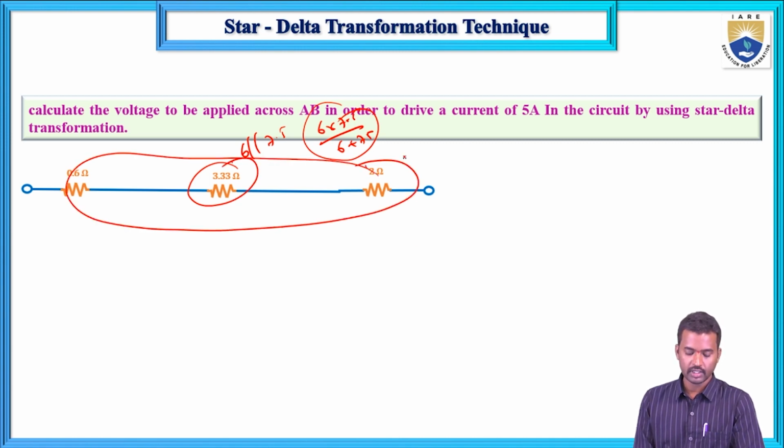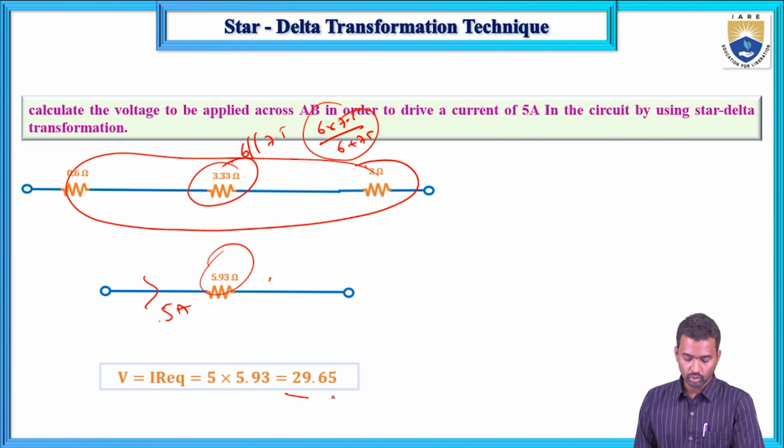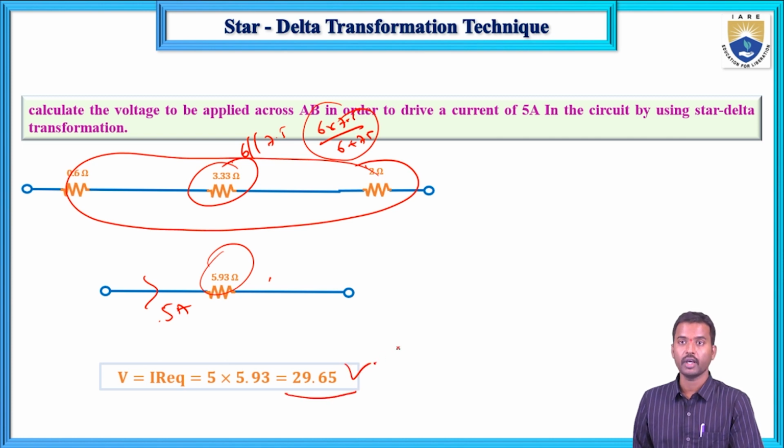Now again these three are connected in series. So 0.6 plus 3.33 plus 2 equals 5.93. This current is 5 amperes. If you multiply it with this, you will get the total voltage, and that value is 29.65. I hope all these concepts are clear to you. The derivation is also, I hope, clear to you.